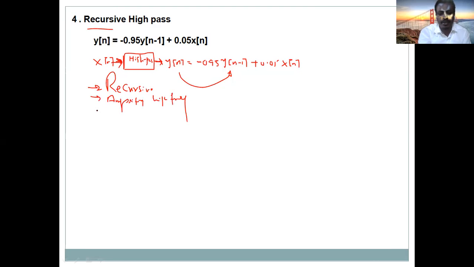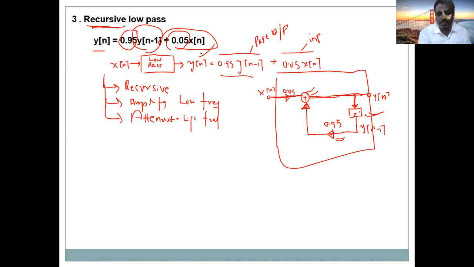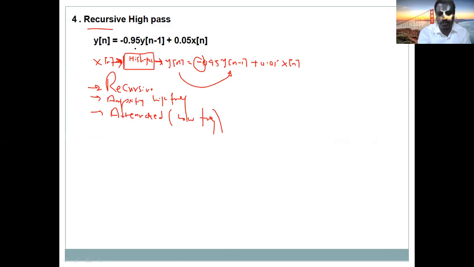High frequencies are amplified and low frequencies are attenuated. So what's the difference you see in the equation between high pass and low pass? Only this negative sign. In the case of low pass, this is positive. You see here, 0.95 is positive. So this coefficient is positive. In high pass, this coefficient is negative. Just making this coefficient negative changes low pass into high pass.